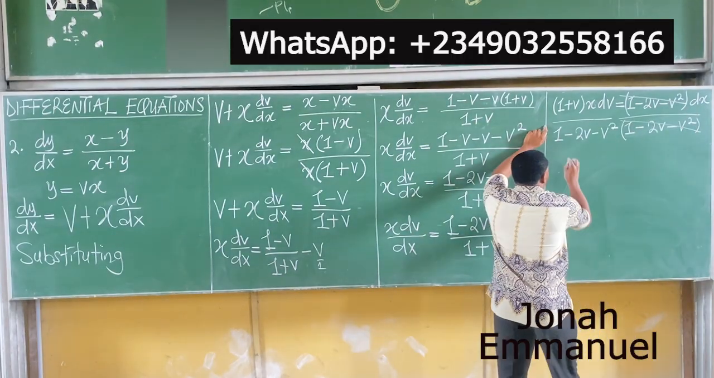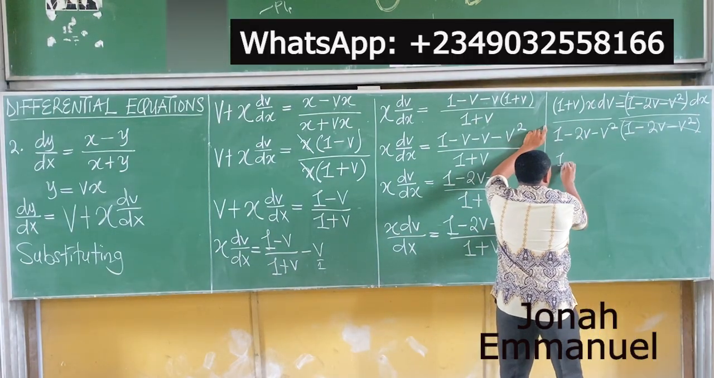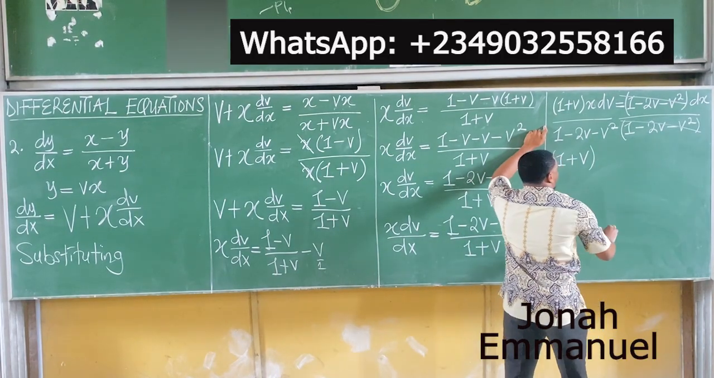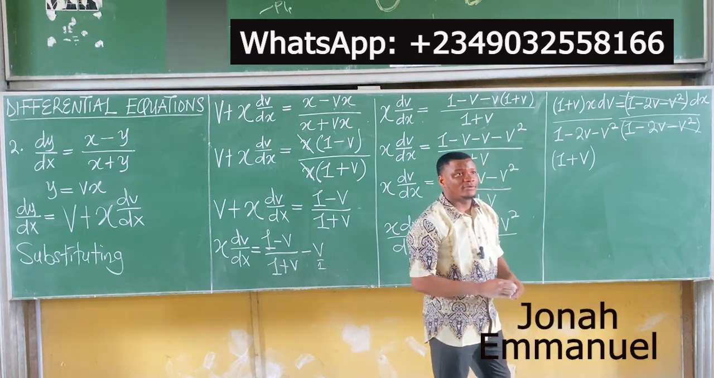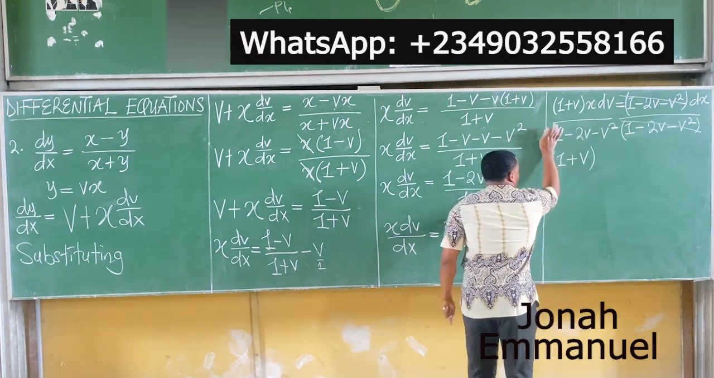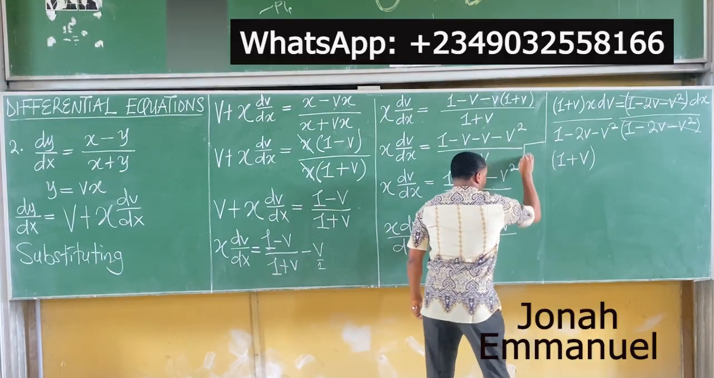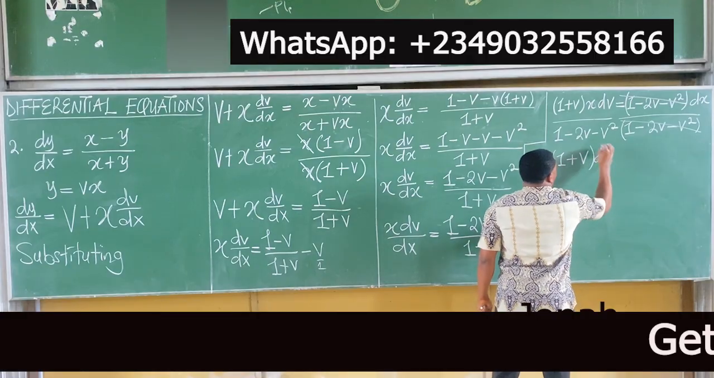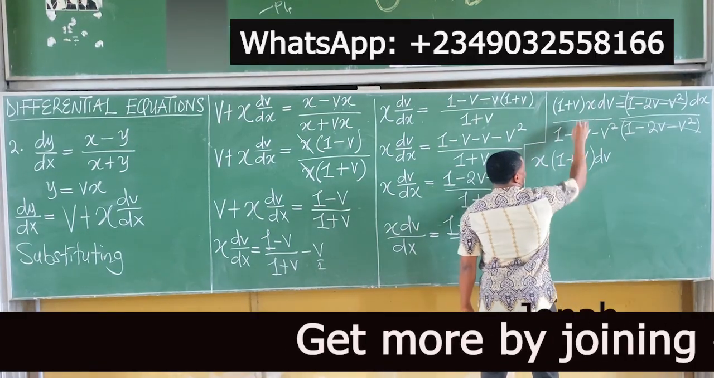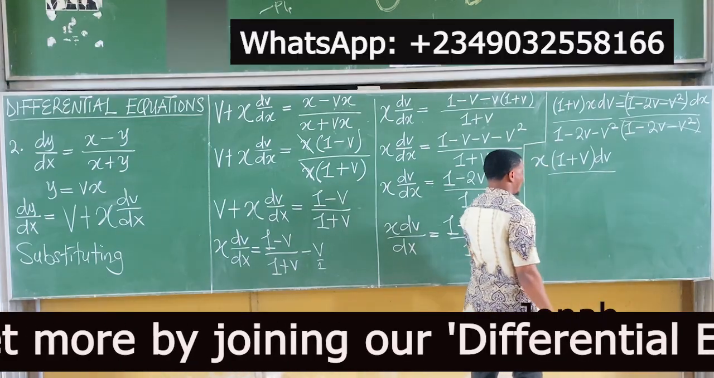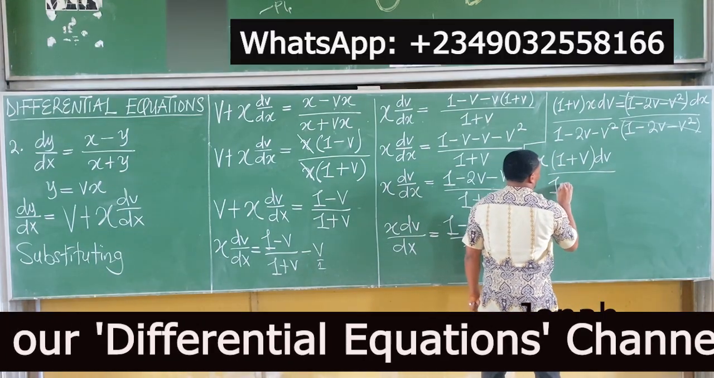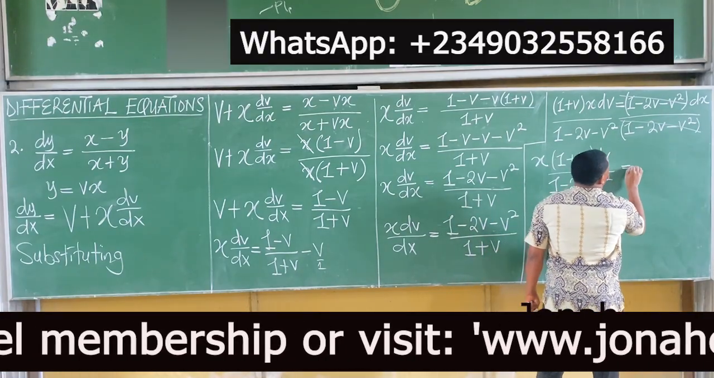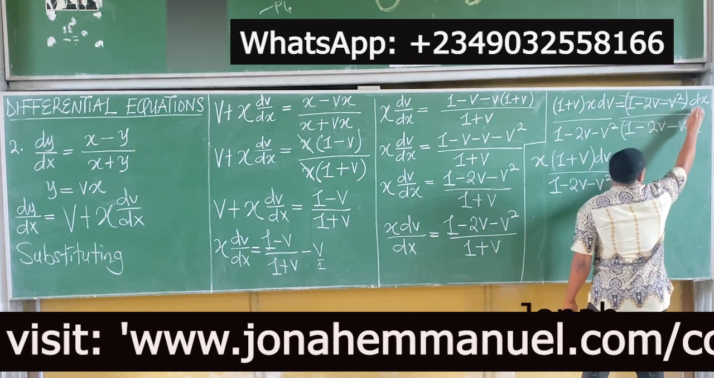I'm having here 1 plus v, this multiplying x, then the v. To save our time, let me bring x outside, and that will be x times this times the v. Let me place this one to the v, since they both have v. This and this are the same thing, all over 1 minus 2v minus v squared. This is equal to, there's nothing here, I'm left with the x here.